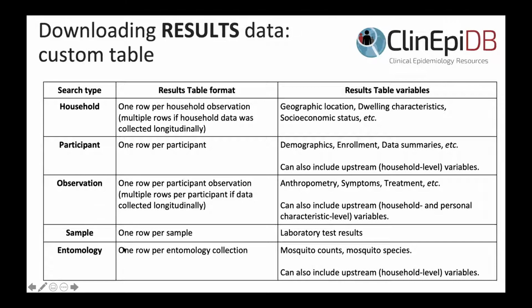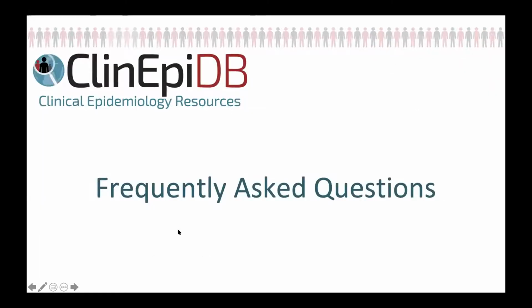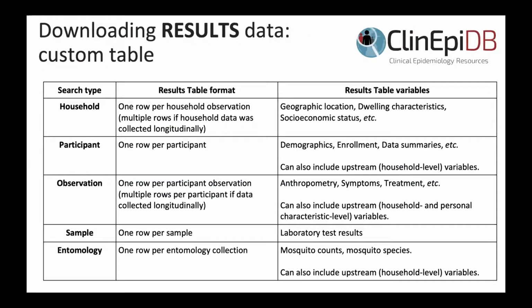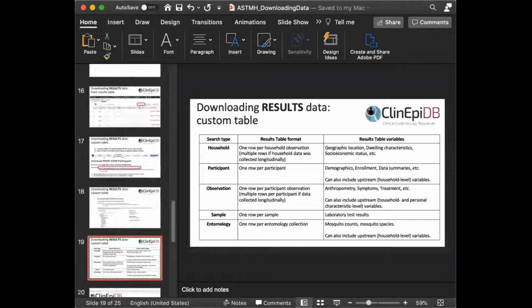So say you download the sample data, right? And you want to look at it per participant. Your sample that you download is going to be one per sample, not one per participant. I guess I should stop and ask if there's any questions.